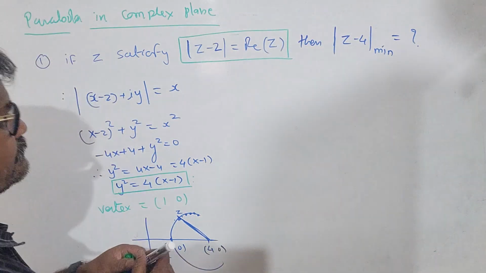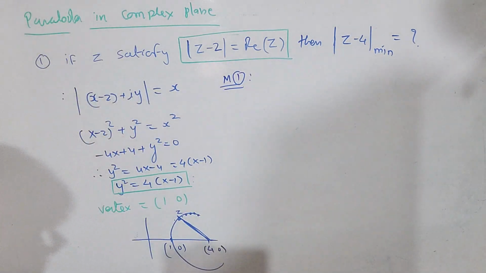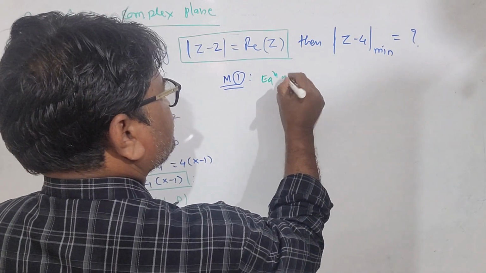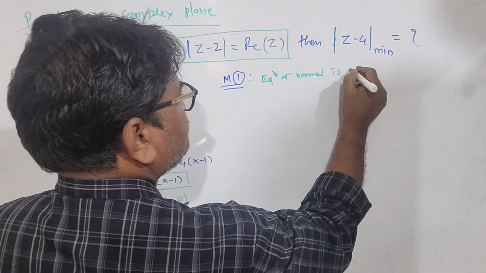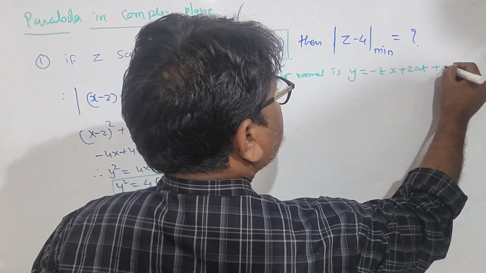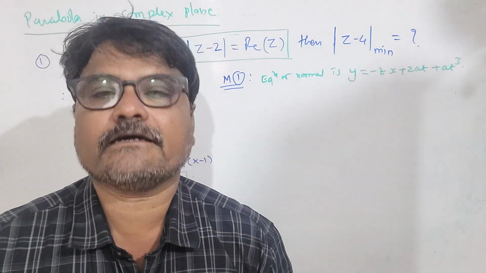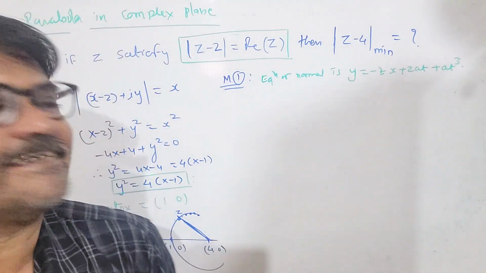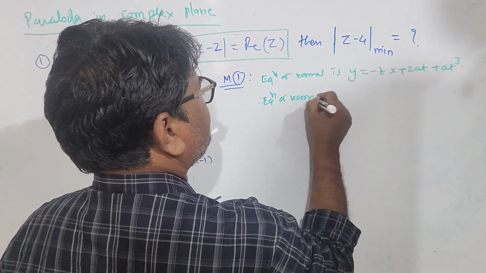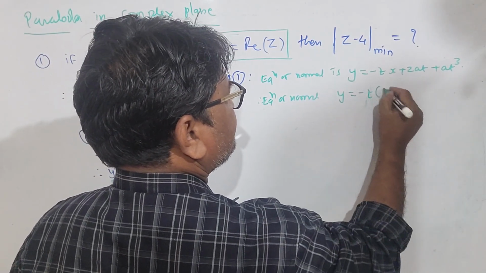So first we use method 1, with the same concept of the equation of normal. The equation of normal is y equal to minus tx plus 2at plus at cube if it is a standard parabola y square equal to 4ax, but this is not a standard parabola. So here the equation of normal is y equal to minus t times (x minus 1).